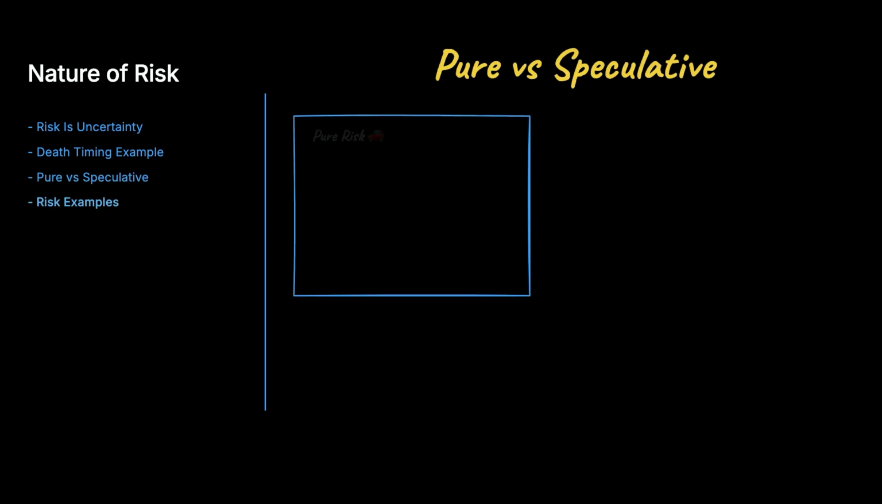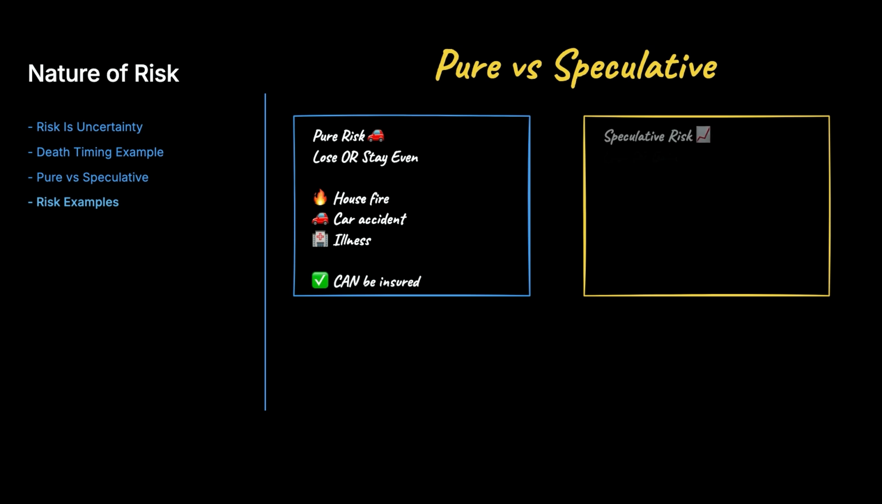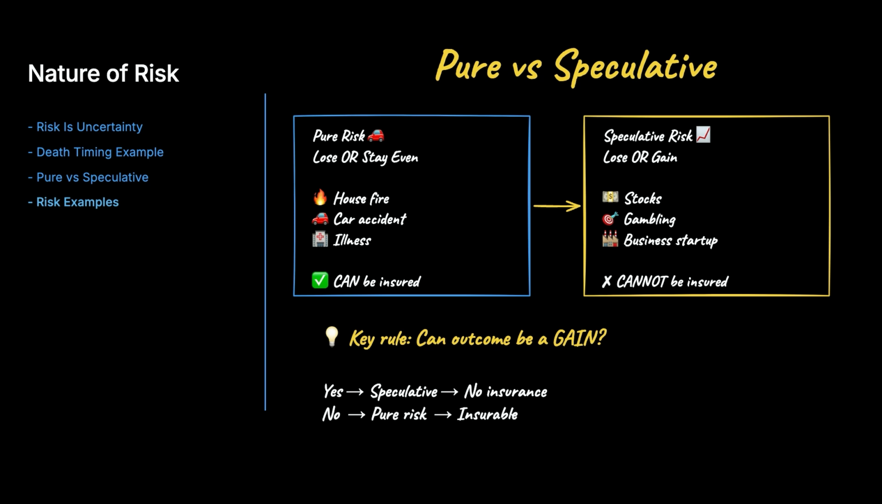Let me make this concrete. A car accident, a house fire, an illness, these are pure risks, because you can only lose or stay even. Gambling, stock market investing, or starting a business are speculative because you might actually gain. So if a scenario says someone could either lose or make money, that's speculative, and it cannot be insured.